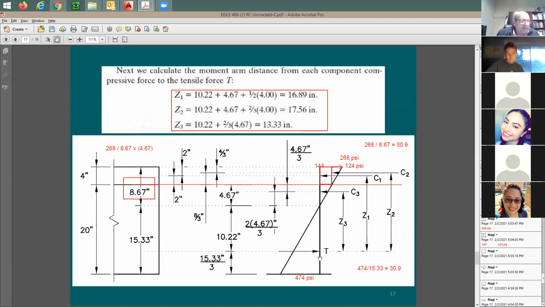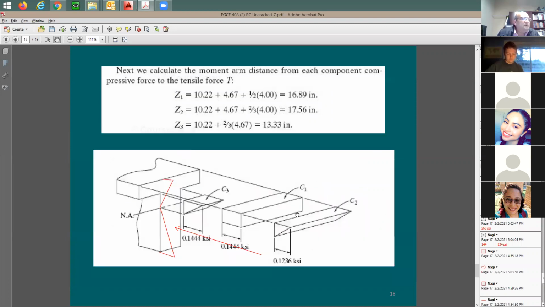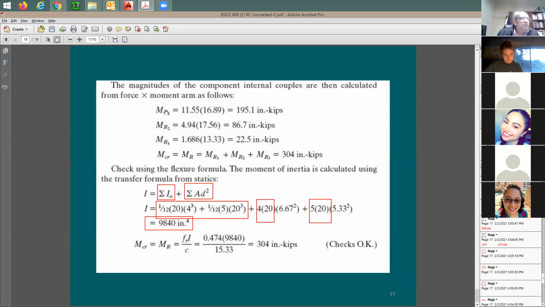So in this case, let me take the moment about the tension force, right at this point. You're going to say C1 times Z1 plus C2 times Z2 plus C3 times Z3, and this is going to be your moment. So here's the first moment, C times Z1, C times Z2, C times Z3, just add them together, and this gives you the cracking moment. You just add them, and it's going to be equal to that value.